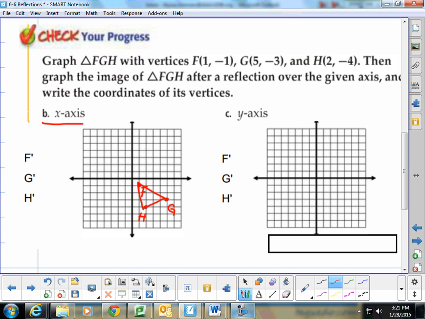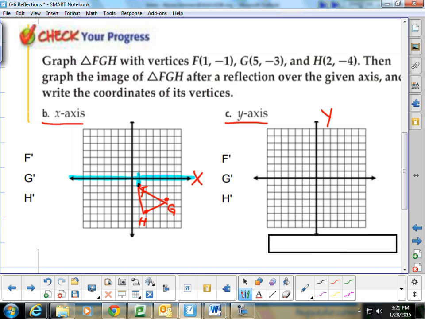And notice we're asked to reflect this twice. So in B, we're going to reflect it over the x-axis, whereas when we try again in C, we're going to reflect over the y. So I like to highlight it just so I know for sure I'm going over this line. So let's count my vertices to start. F is 1 unit away.